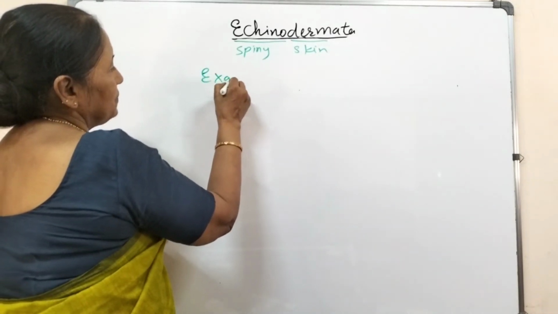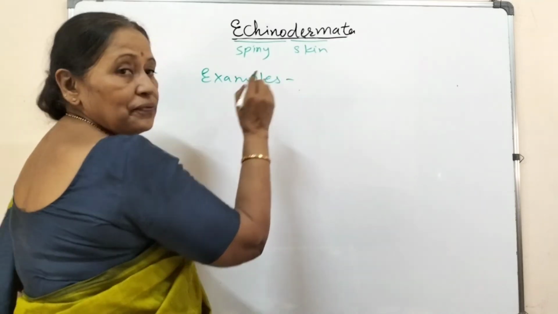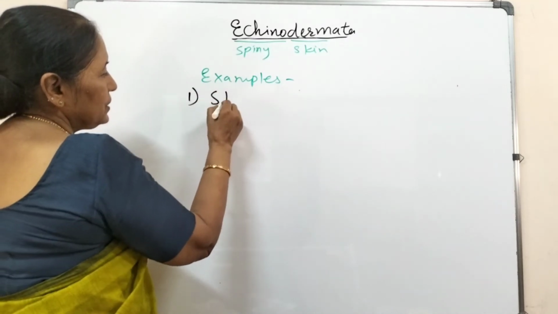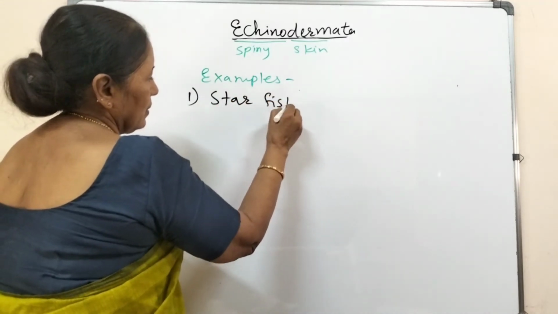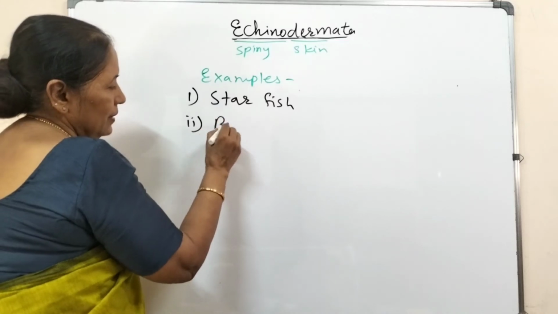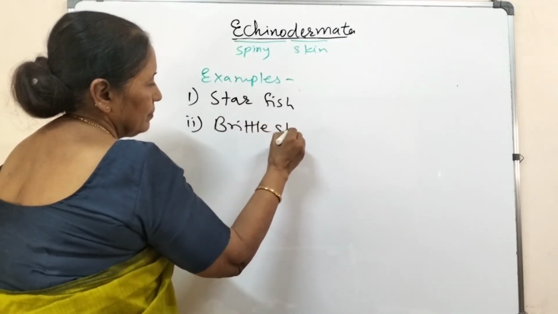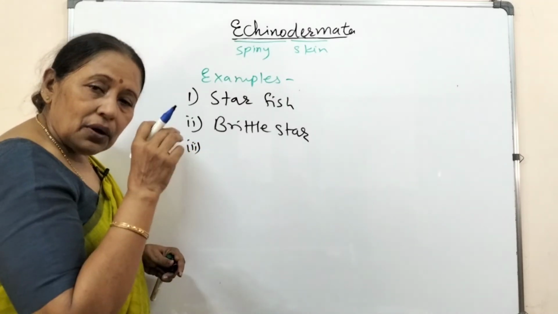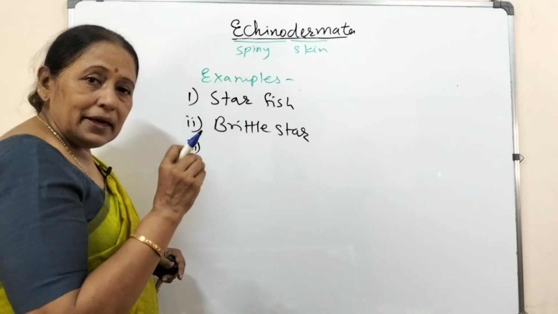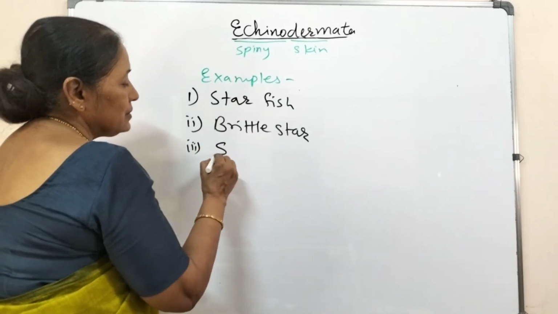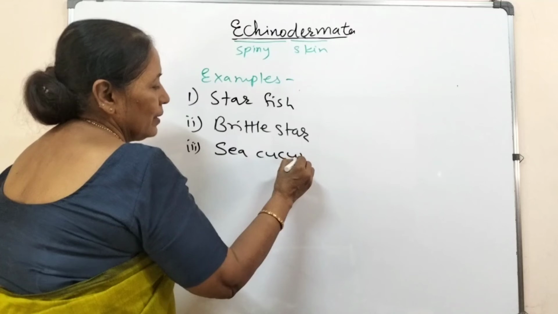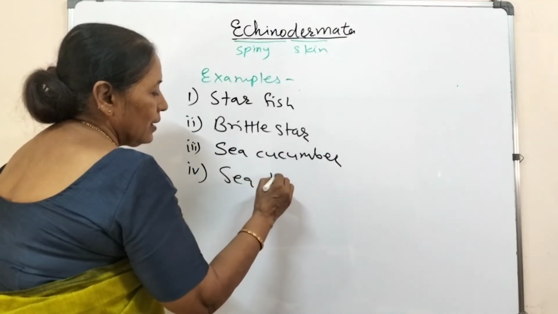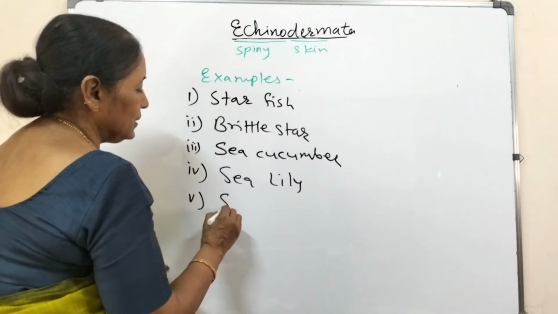The examples of Echinodermata. 5 examples are given, children. One is starfish. Then it is brittle star. After that, there are 3 examples. In all 3, the word sea is there in their name. One is sea cucumber. One is sea lily. And one is sea urchin.